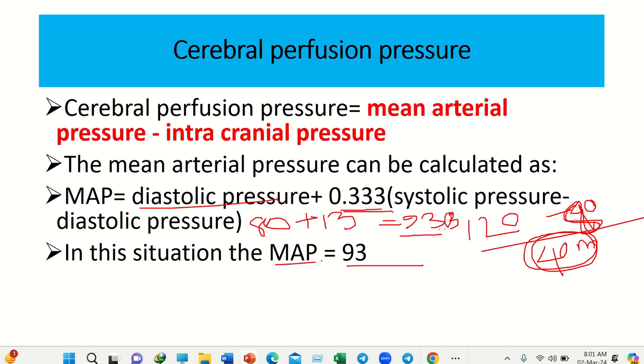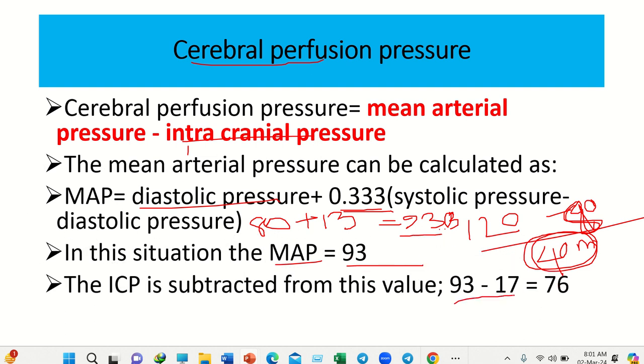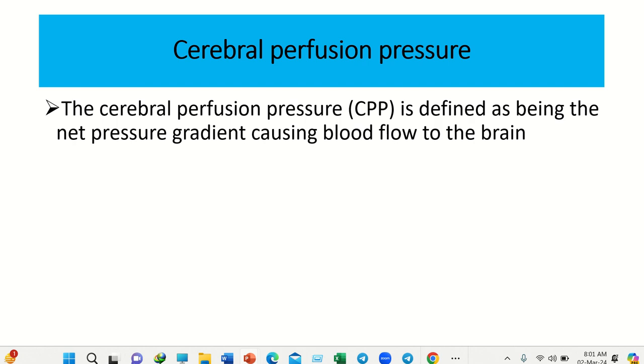So mean arterial pressure here is 93, and cerebral perfusion pressure is the mean arterial pressure minus the intracranial pressure, and intracranial pressure is 17. So mean arterial pressure minus intracranial pressure equals cerebral perfusion pressure, which is 76. So our answer is ready. It is 76, which is the cerebral perfusion pressure.